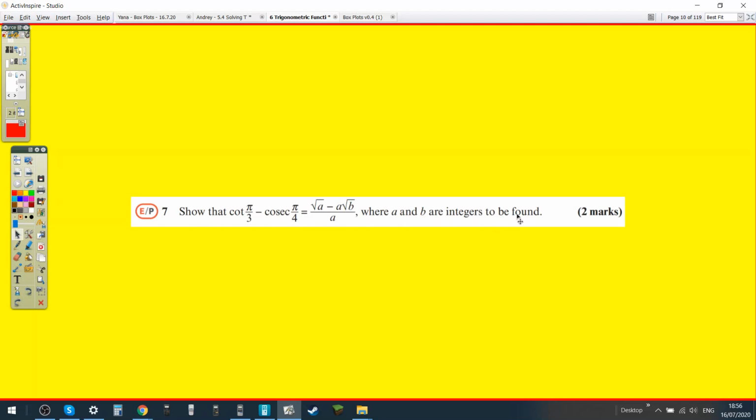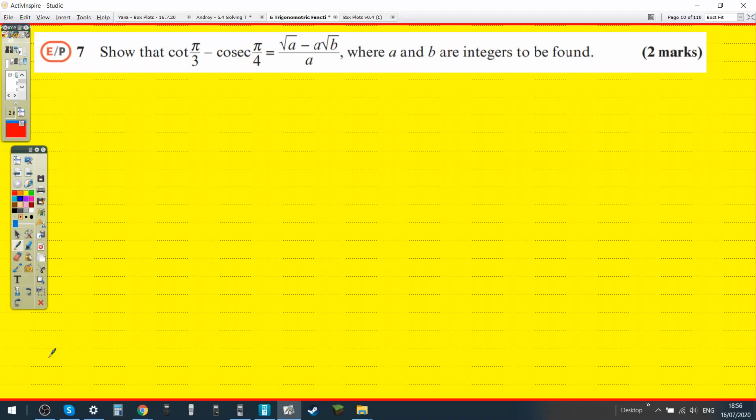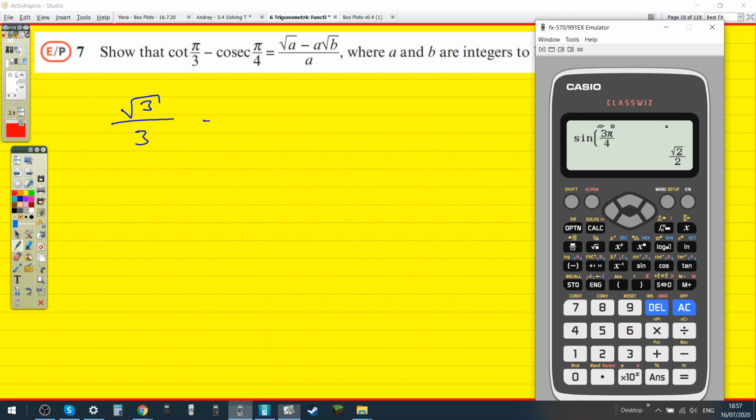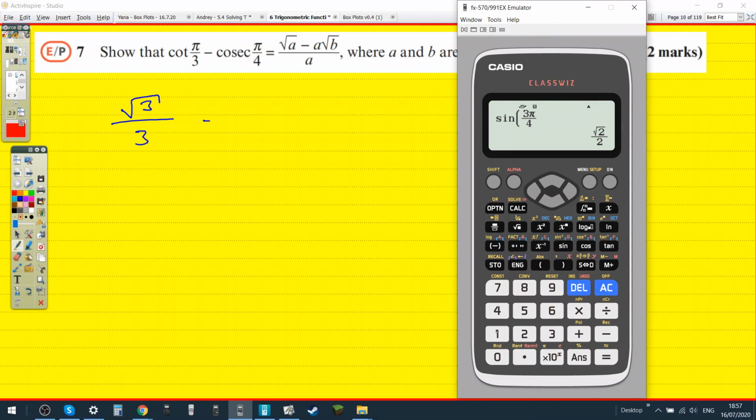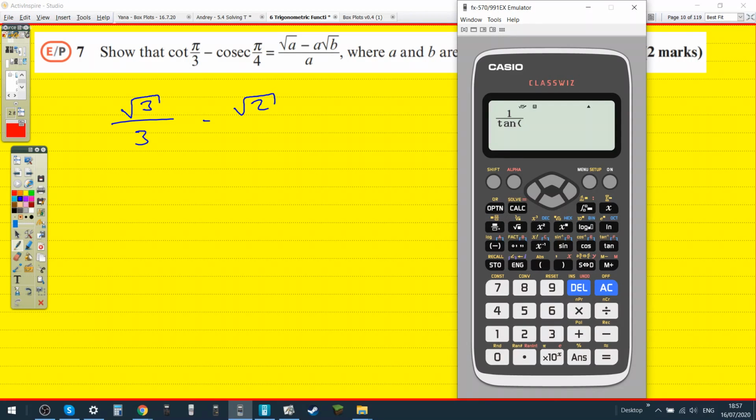All right. What's this? Exam question. So this will be root 3 over 3, and then root 3 over 3 minus root 2. And so that will be root 3 over 3 minus root 2 over root 2. Calculator. Oh, yeah, okay.